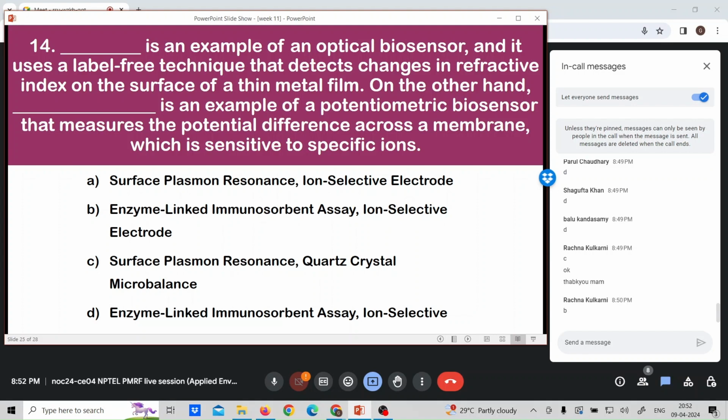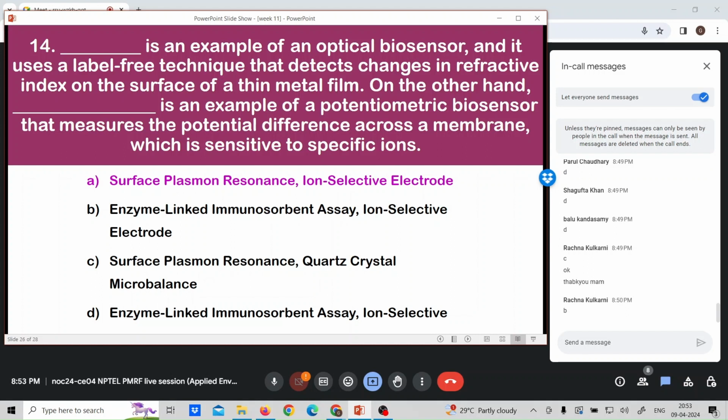Okay, so let's see the answer for this question. It's surface plasmon resonance in ion selective electrode. So first of all, you need not be very well versed in knowing about all the options. But the thing here is they have given that it is an optical sensor. So and it uses a label-free technique that detects change in refractive index on the surface of thin metal film. So here what happens is, I think in the other case you will be very sure about its ion selective electrode because it's a potentiometric biosensor.